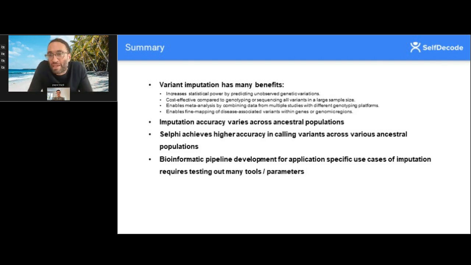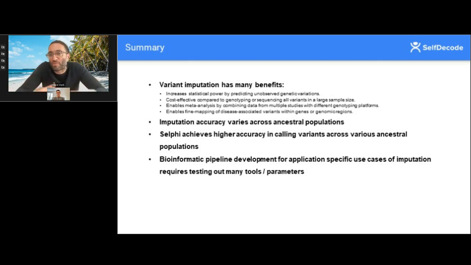And then it enables meta-analysis. What do we mean by that? There are different GWAS, right? Group A did a GWAS at one point in time, and Group B did another GWAS later. You can take that information and do a meta-analysis with imputation in order to combine those results into one meta-analysis, which boosts statistical power.